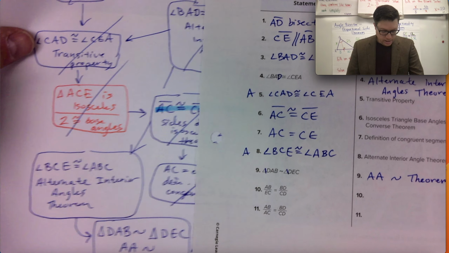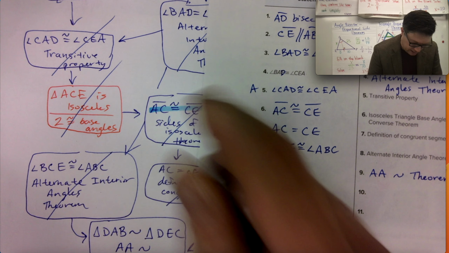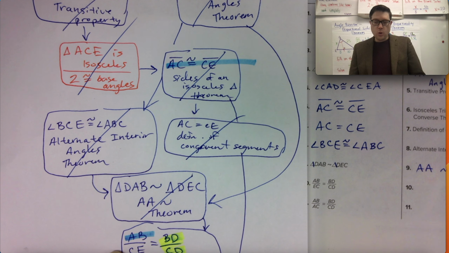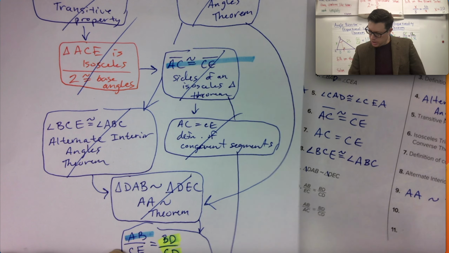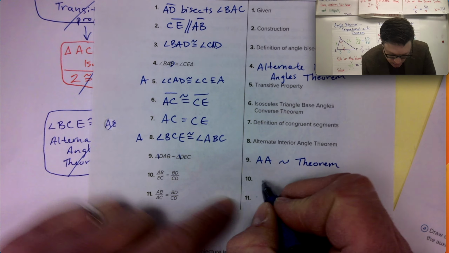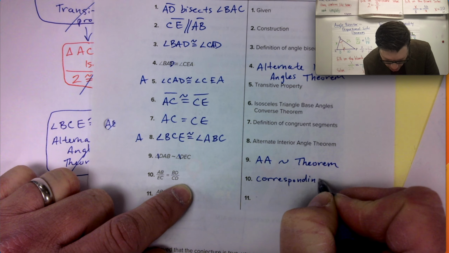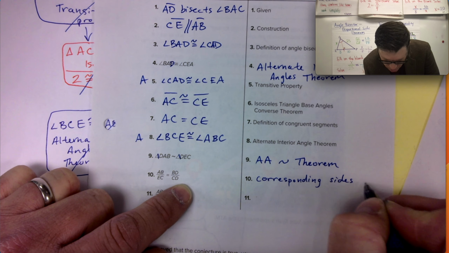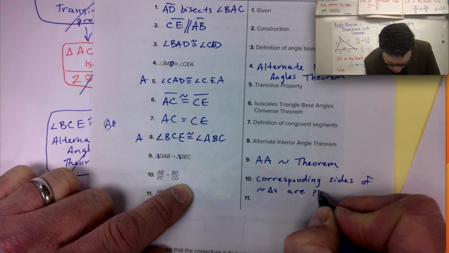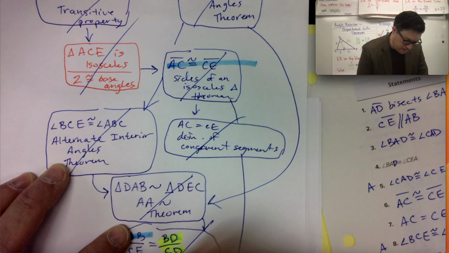Okay, now AB, since the triangles are similar, cross that out, cross that out. Since the triangles are similar, then they have corresponding sides that are in proportion. So therefore, in step 10, these sides are the corresponding sides. Corresponding sides of similar triangles are proportional. Okay, so then that takes care of that box.